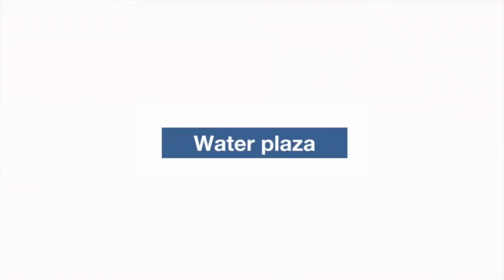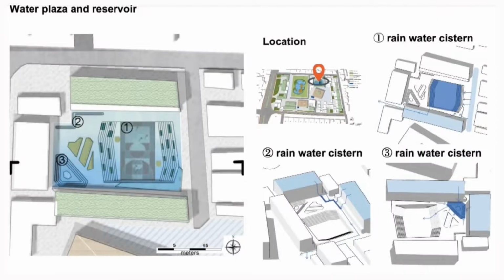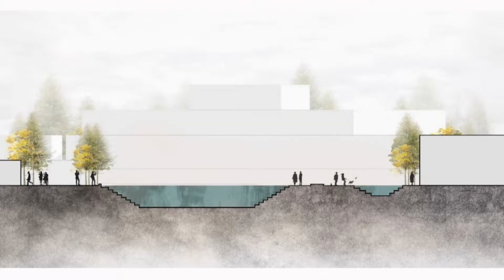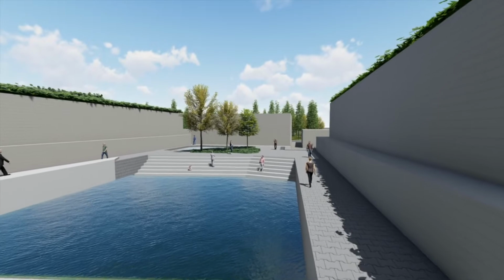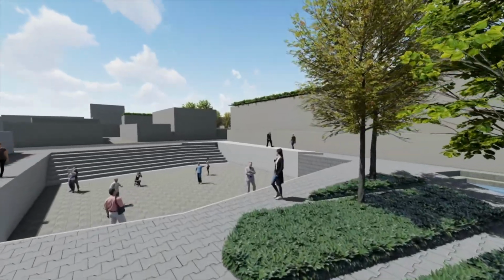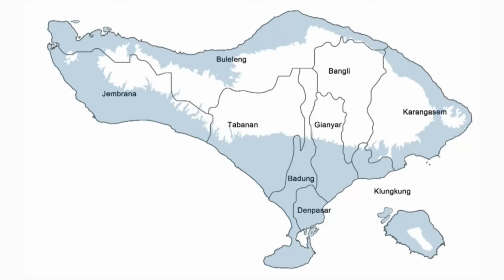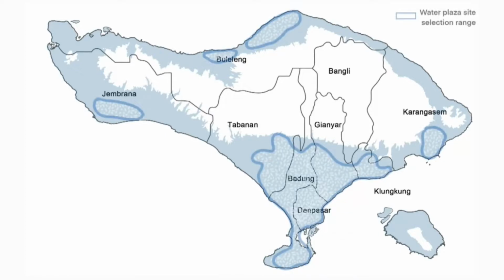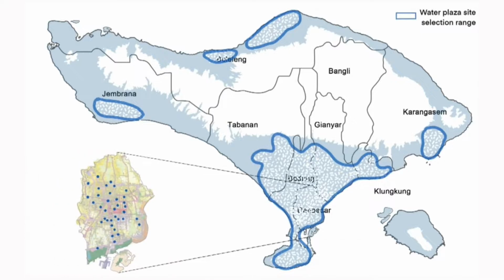Strategy 3 is water plaza. It has different types of reservoirs to collect rainwater. The dry seasons and rainy seasons have different situations. The water plaza can store water and also serve as activity space. So the water plaza should be mainly built in high-density urban areas, mainly in Denpasar.